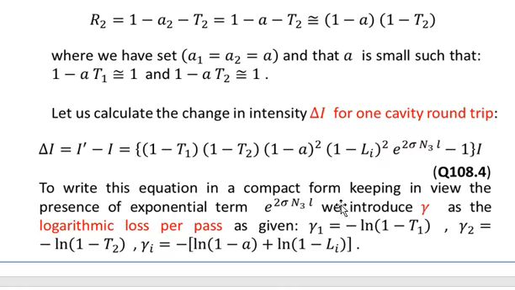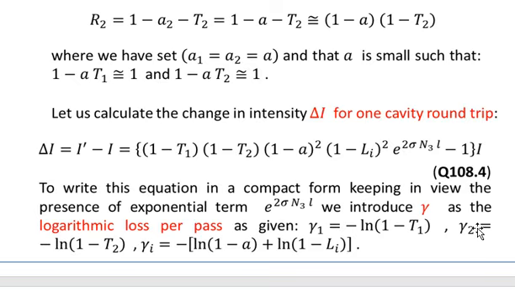To write this equation in a compact form, keeping in view the presence of the exponential terms, that is e to the power 2 times sigma times n3 times L, we introduce gamma as the logarithmic loss per pass. Gamma 1 is equal to minus log of 1 minus T1. Gamma 2 is equal to minus log of 1 minus T2, and gamma I is equal to minus, within the square bracket, log of 1 minus A plus log of 1 minus Li. So these are the three losses that we have represented in the form of logarithmic loss per pass.